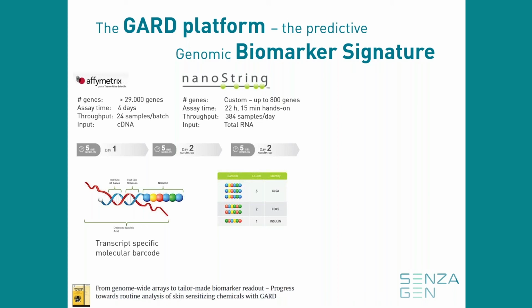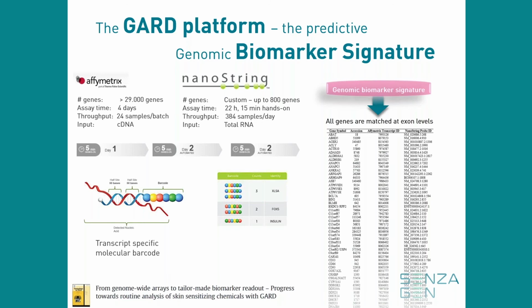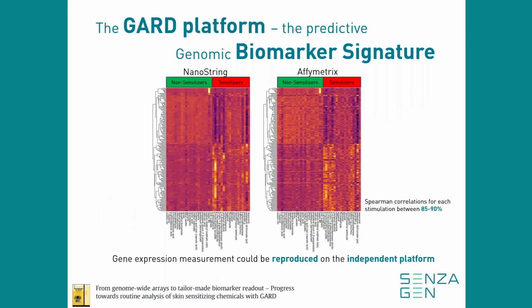What we basically did after we had selected this platform is that we translated all the genes we have in our biomarker signature from the Affymetrix into the NanoString. And we were really careful to match all the Affymetrix data at an exon level to the NanoString probes in order to cover exactly the same splice variant. This is again the data from GARD skin, the 200 genes that I showed you here, but we do exactly the same for the other assays that we have as well. After that, we rerun our complete training data set on the NanoString platform.